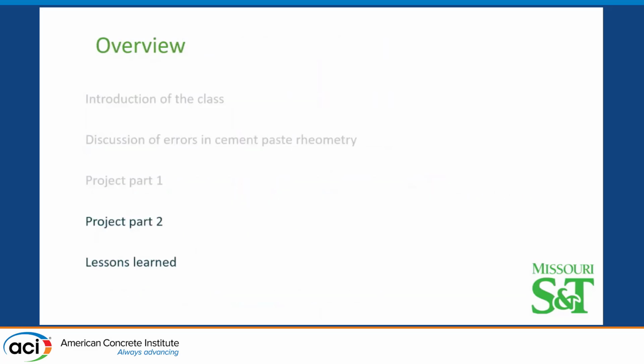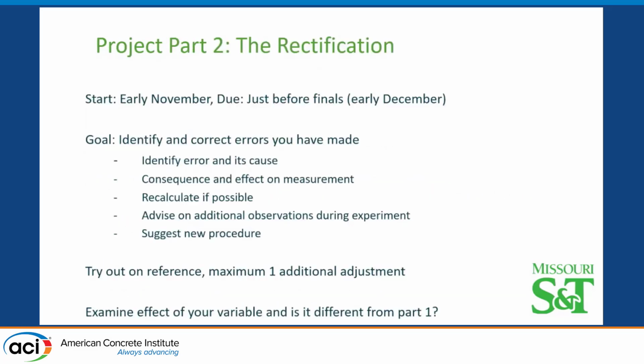Part 2, then, is what we call the rectification. Now, how are you going to correct, right? We start early November. We just started the chapter on the measurements, right? We're already starting to look into calculations of properties and so on. And the goal of the project now, which is 50% of the total grade, is to identify the correctors and correct the errors you've made, right? So what's the error? What's its cause? Tell me. What's the consequence and the effect on the measurement? Tell me, right? So they haven't done a single measurement yet in addition.